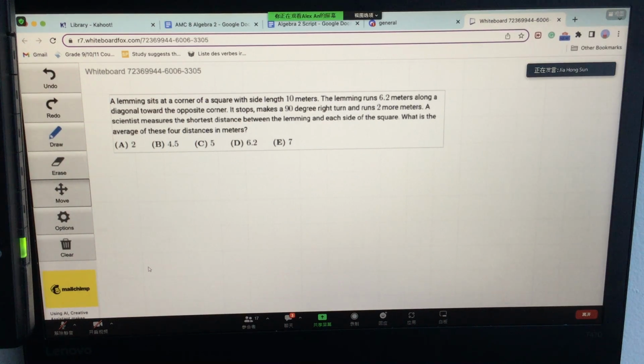So a lemming sits at corner of a square with side lengths 10 meters. The lemming runs 6.2 meters along the diagonal towards the opposite corner. It stops, makes a 90-degree turn, and runs 2 more meters. A scientist measures the shortest distance between the lemming and each side of the square. What is the average of these 4 distances in meters?